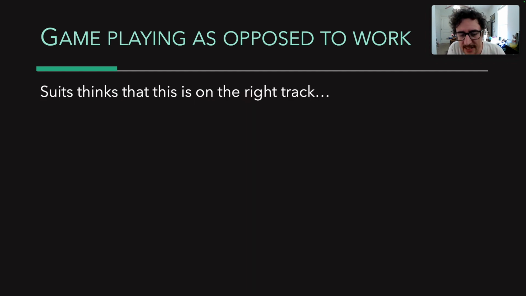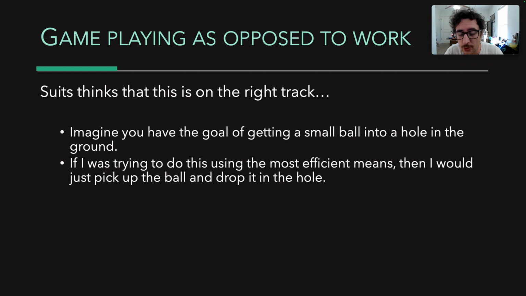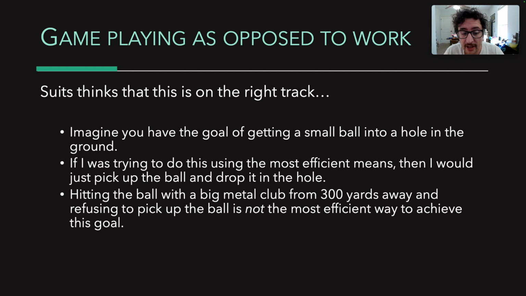Now, Suits suggests that this is on the right track when we think about certain kinds of examples. Imagine you have the goal of getting a small ball into a hole in the ground. If I was trying to accomplish that goal by the most effective way possible, well, I would just pick up the ball, walk over to the hole, and drop it in. That seems like the most efficient way to achieve that goal. One thing that wouldn't be very efficient is grabbing a big metal club, walking super far away from the hole, and then trying to smack the ball into the hole from far away. That would be much less efficient for accomplishing that goal. But isn't that what people do in golf? And so it looks like in playing this game, people are taking a less efficient way to achieve this goal. Maybe that's why these people are playing a game as opposed to working.